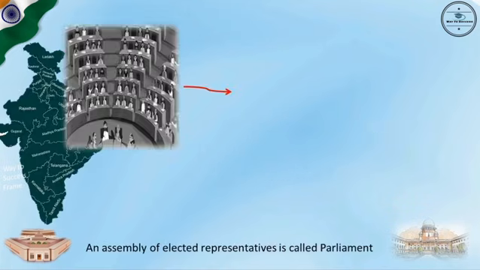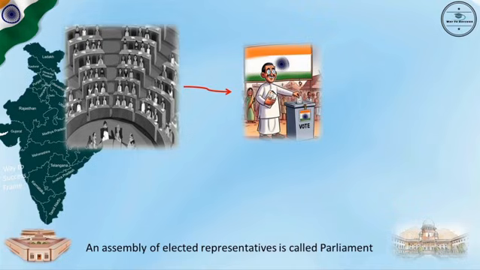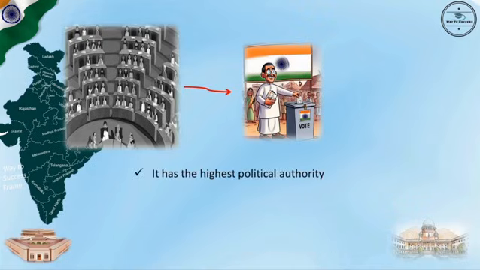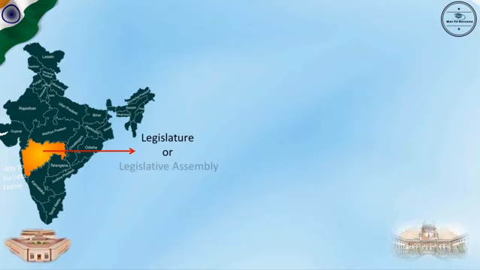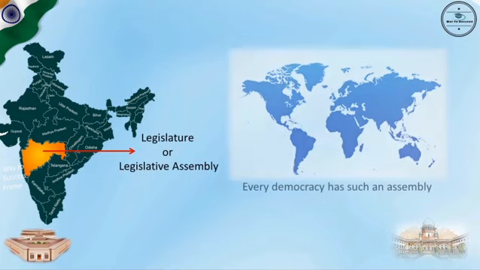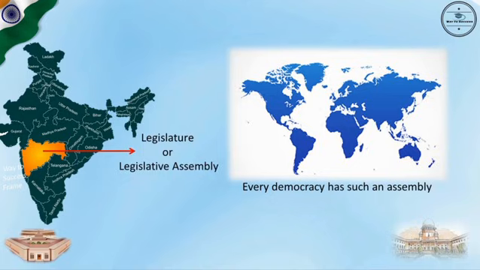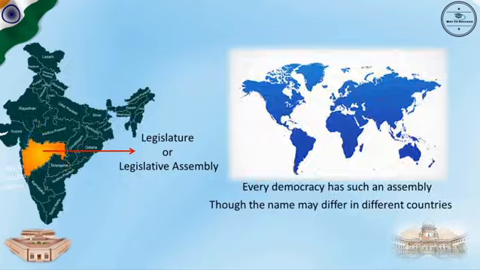An assembly of elected representatives is called Parliament. It has the highest political authority and represents the people. At the state level, it is called the legislature or legislative assembly. Every democracy has such an assembly, though the name may differ in different countries.